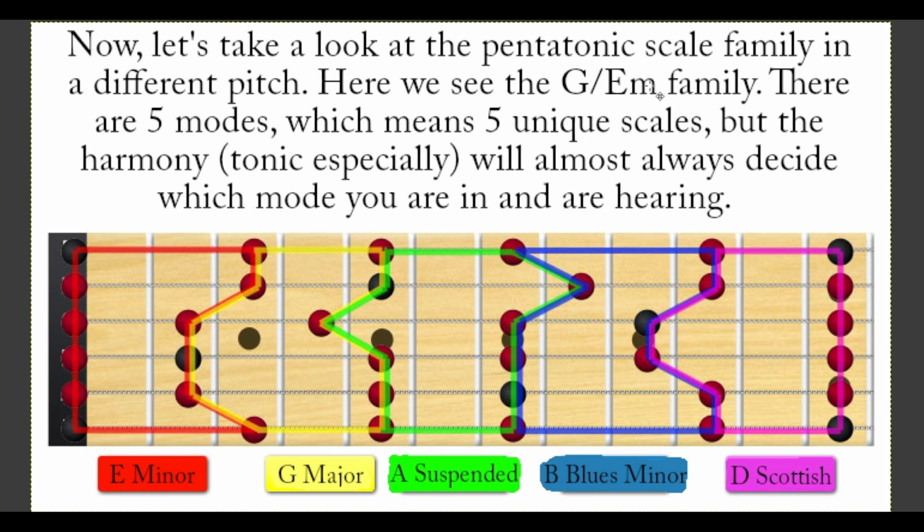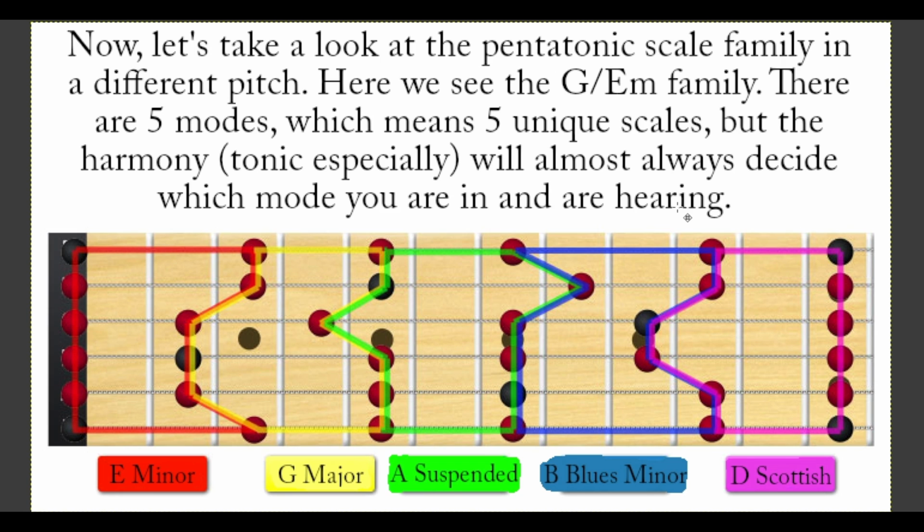There are 5 modes, which means 5 unique scales. So each one of these is a different scale, as we saw, right? 1, 2, 4, 5, flat 7 is different from 1, flat 3, 4, flat 6, flat 7, right? Different overall intervals, which give different sounds. But the harmony, tonic especially, so your home chord especially, will almost always decide which mode you are in and are hearing.